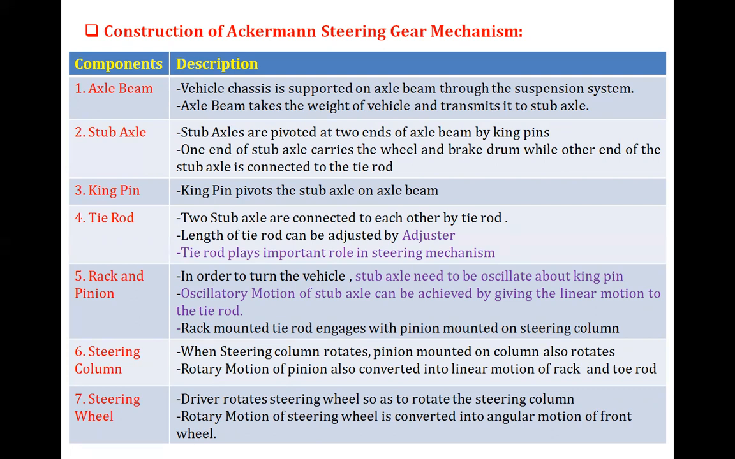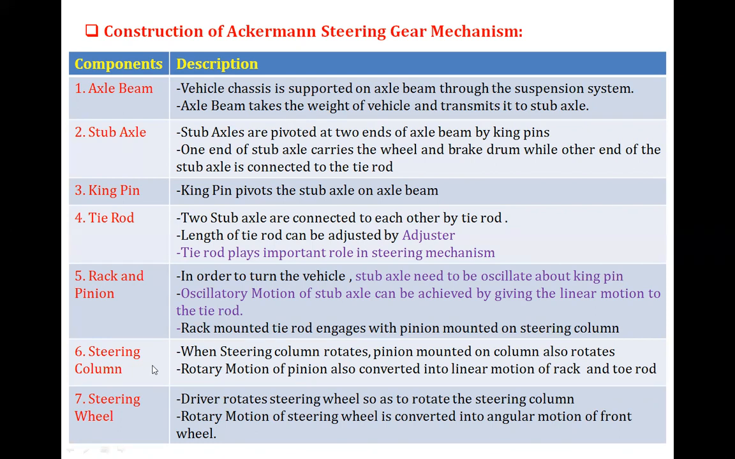Then the next component of the steering mechanism is the rack and pinion. In order to turn the vehicle, the stub axle needs to oscillate about the kingpins. Oscillatory motion of the stub axle can be achieved by giving linear motion to the tie rod. The rack mounted on the tie rod engages with the pinion mounted on the steering column. By using the rack and pinion, we are transferring the rotary motion into the linear motion of the tie rod.